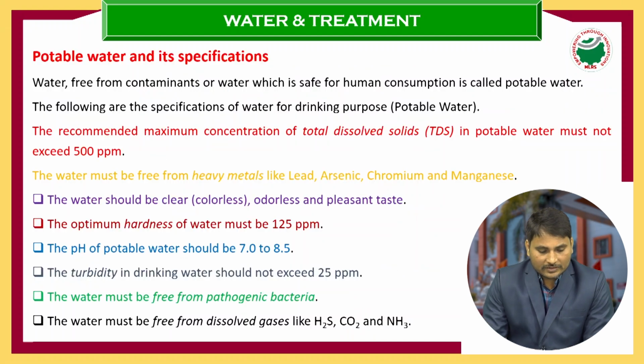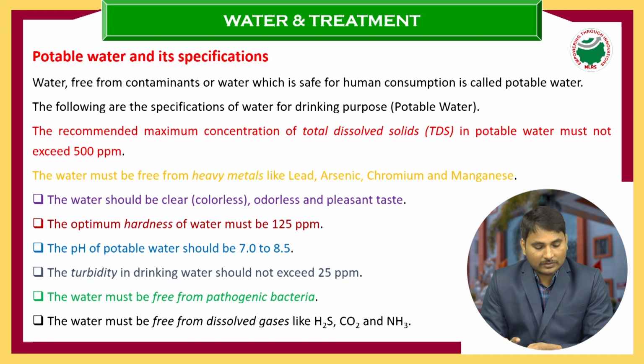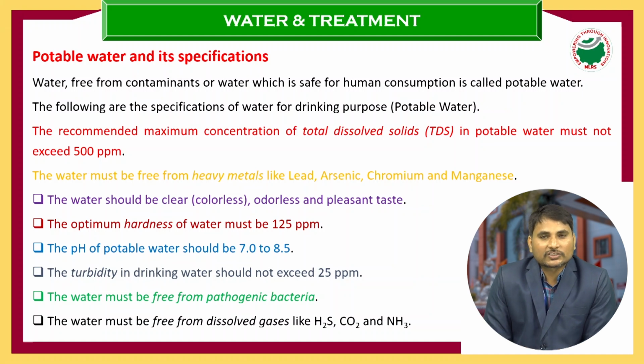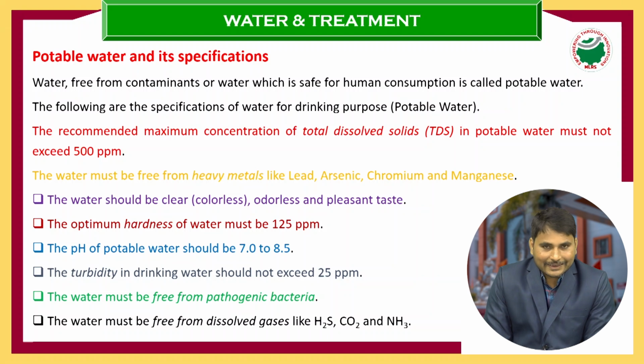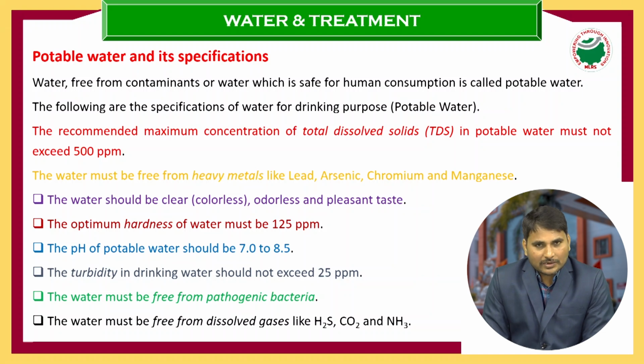So next, here we want to discuss the specifications of potable water, in other words, the characteristics of good drinking water. If you want to consume drinking water, what are the characteristics that drinking water should have? We call these the specifications or characteristics of potable water. Potable water is also called drinking water, or in our metropolitan cities we call it municipal water.